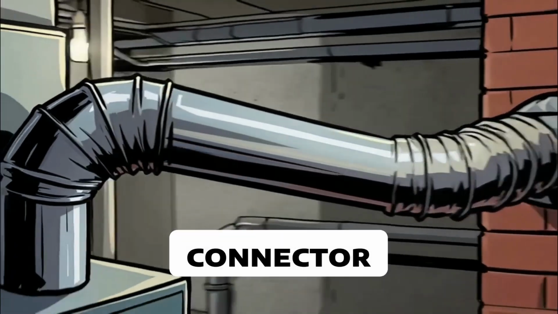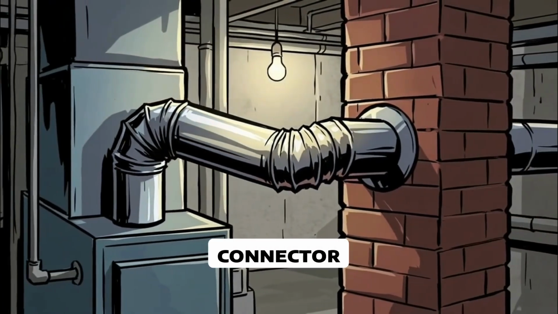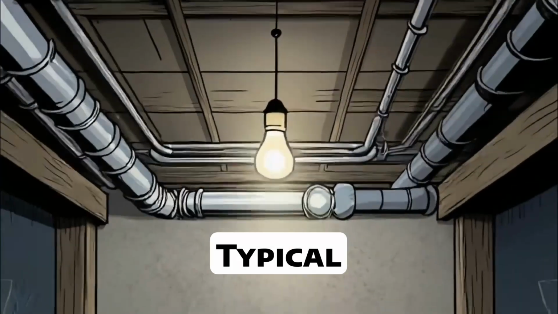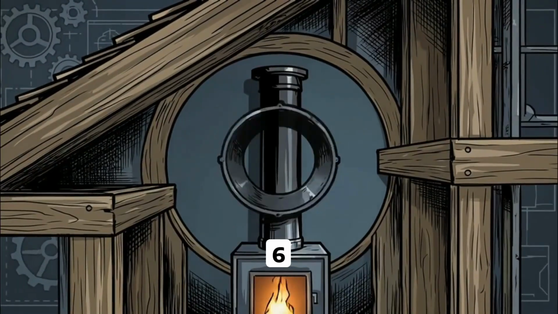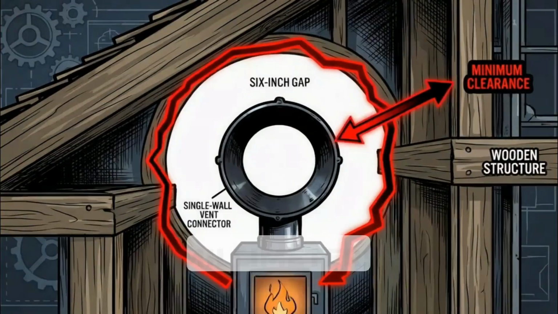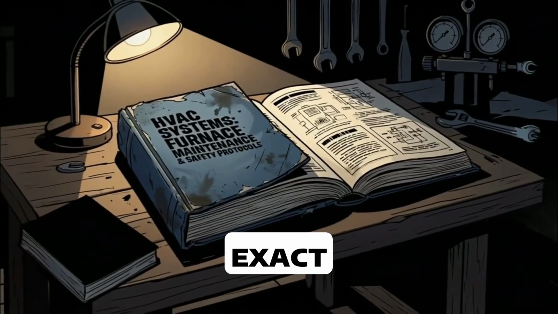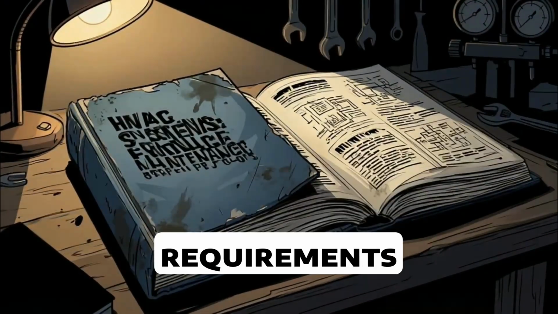Single wall vent connector is commonly used as a connector only, not as a complete chimney system. Typical clearance to combustibles may be 6 inches or 150 millimeters unless otherwise approved by code or listing. Always verify exact code and manufacturer requirements.